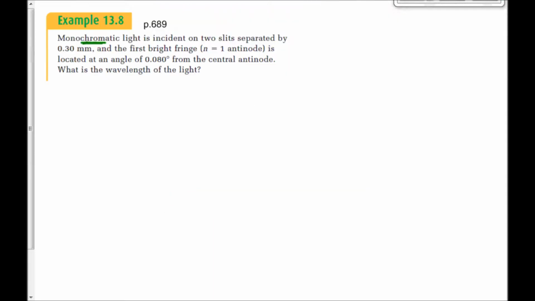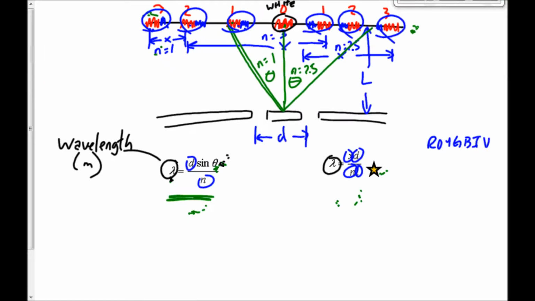The vast majority of the time, it will be monochromatic light. If it's not monochromatic light, if it's multicolored light, then what I want you to do is pick a color and go with it. Pretend that it is monochromatic. Pick red and go with red, or pick blue and go with blue. But never use all of them in the problem. If you've got data about yellow, then go with yellow. If you've got data about red, then go with red.